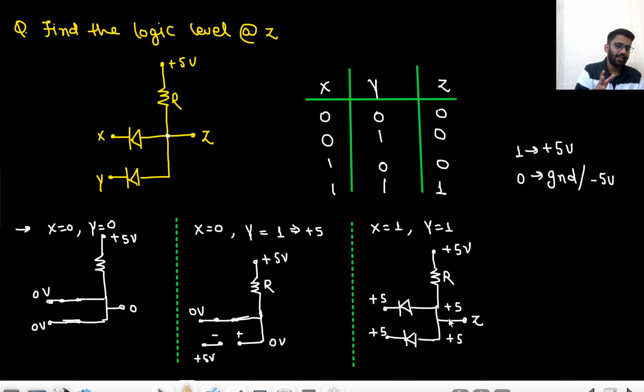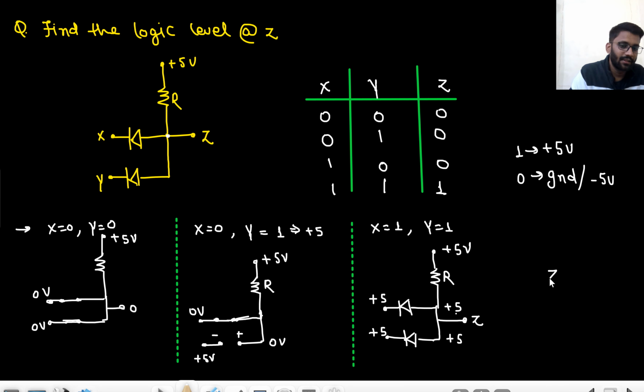If you apply open circuit test, here also you are having plus 5 and plus 5. Now I can't comment if the diodes are on or off. But what if the diode turns on? If the diode turns on, you are having Z equals to 5 only. If the diode turns off, you are having Z equals to plus 5 only. So certainly Z equals to 1 will come.